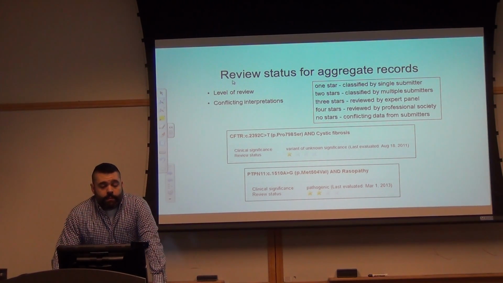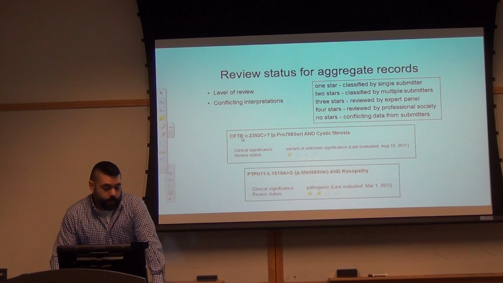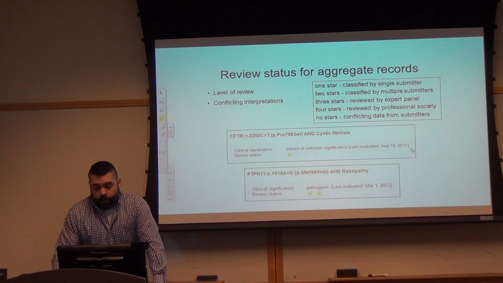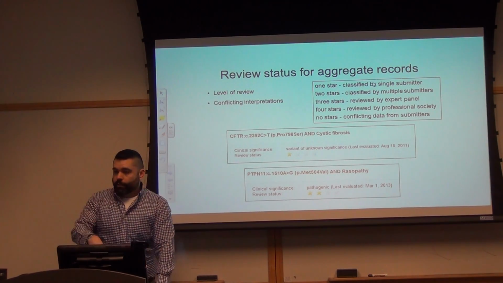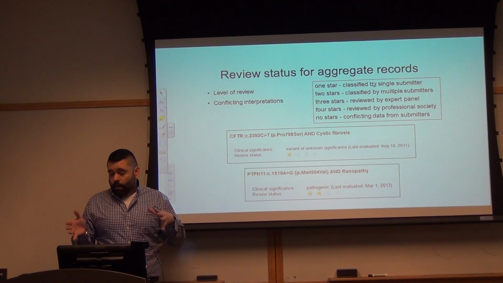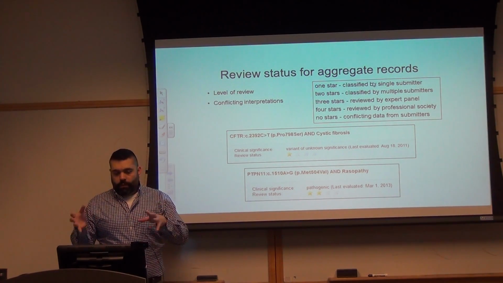Each entry is scored based on a star system. If you take this CFTR variant for cystic fibrosis, proline 79 serine, it was classified as a variant of unknown significance. This is an old entry, and it has 1 star. So 1 star means it was classified by one person who dumped that into the database. It's not been vetted or checked, but it'll tell you who submitted it. That way you know a little bit about the lab.